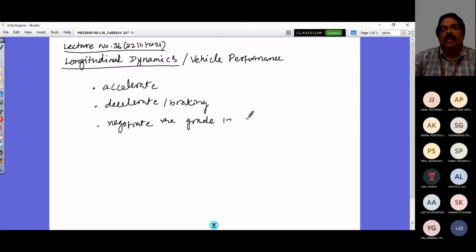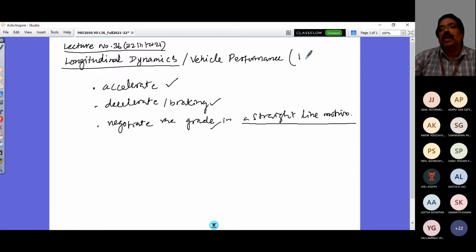in straight line motion. So this is very important. Accelerating, decelerating, braking, or negotiating the grade are all in straight line motion. So this is a study about 1D motion.